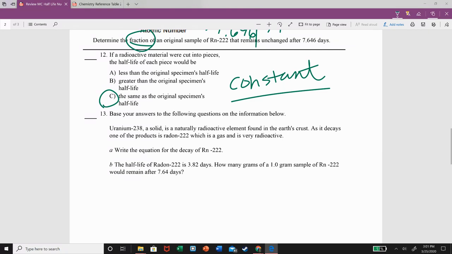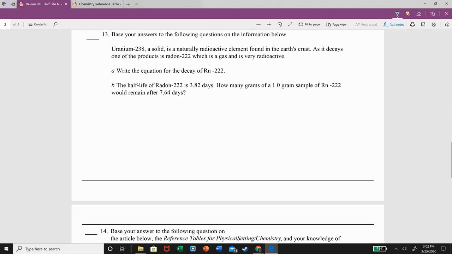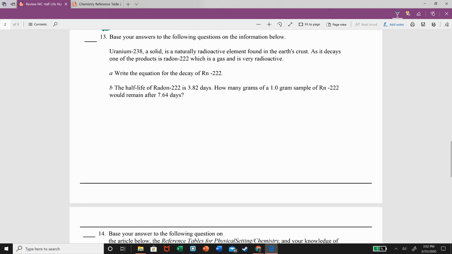Okay, so question number 13. Uranium-238, a solid, is a naturally radioactive element found in the Earth's crust. As it decays, one of the products is radon-222, which is a gas and is very radioactive. Write the equation for the decay of radon-222. I am going to do this right down here, since I've got more space. So I have radon, 222, and it's going to decay.